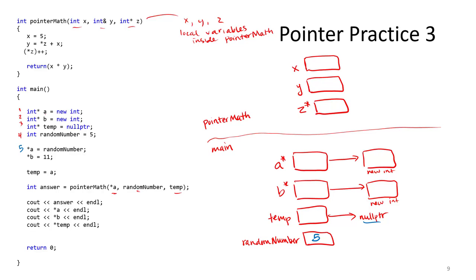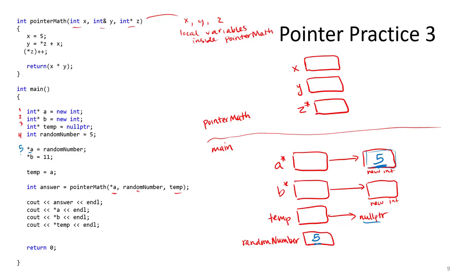Let's start with line 5. In line 5, we are assigning asterisk a the value random number. So we're going to go where a points. That's our new int. And we're going to set the value of that memory to hold the number 5. So now a is pointing at memory that stores the same value as random number.